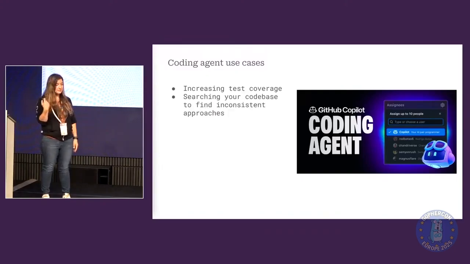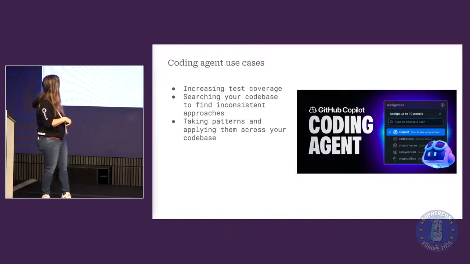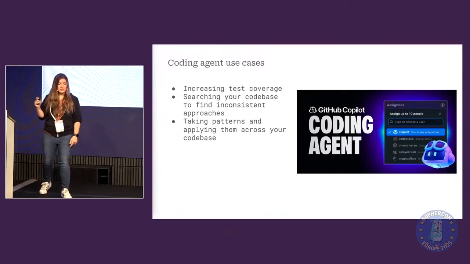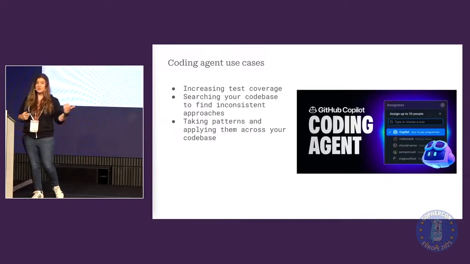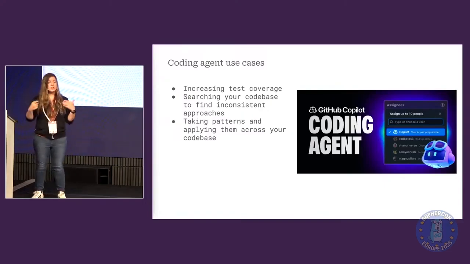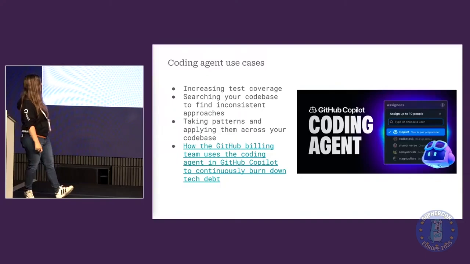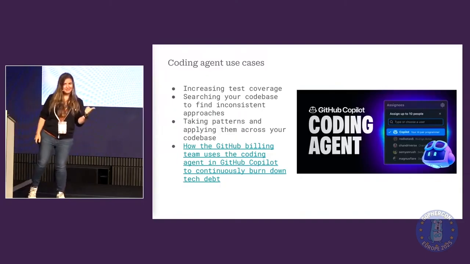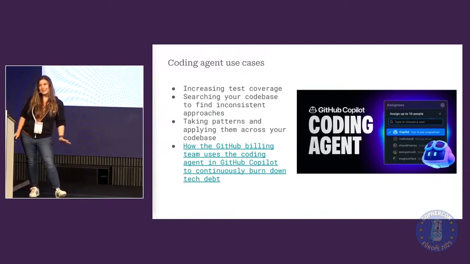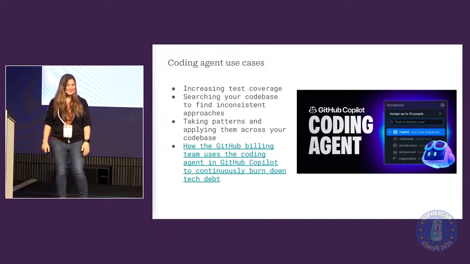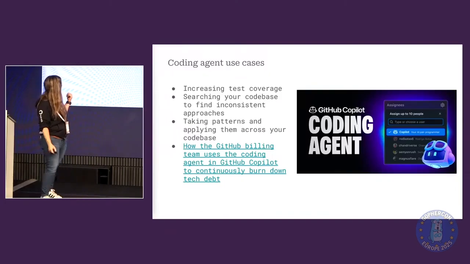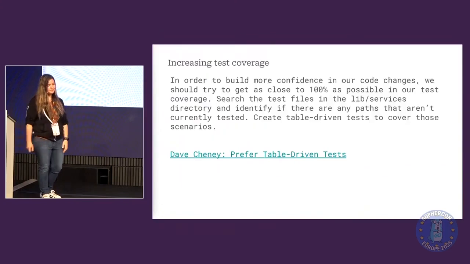You just do it. Here's some of the use cases that I use it for. Increasing test coverage, searching your code base to find inconsistent approaches, or taking patterns and applying them across your code base. And I'm going to show you a few examples of things that I've done doing this alongside feature work to refactor and reduce tech debt. Oh yeah, and this blog post just came out. It was written by me, so we can also talk about it later if anybody's more interested, but you can check out a recent blog post about how the GitHub billing team uses the coding agent in GitHub Copilot.